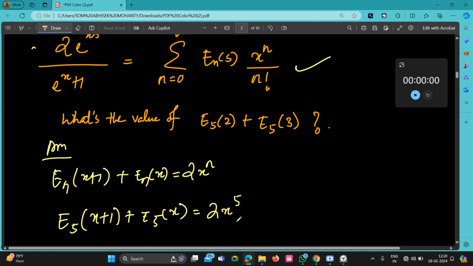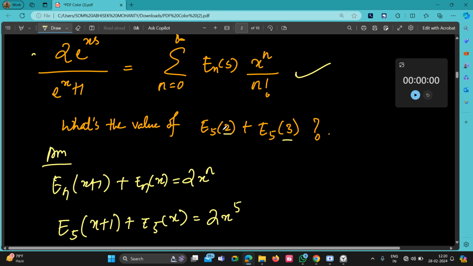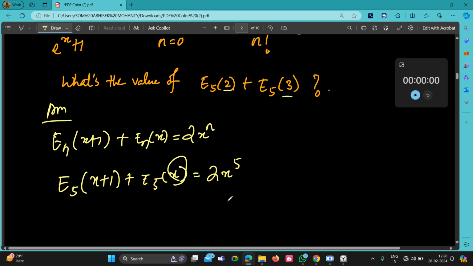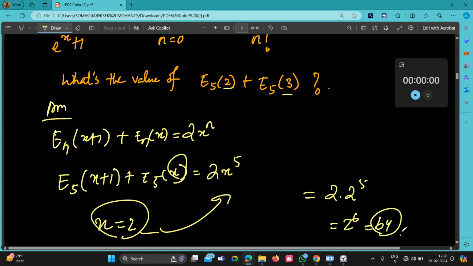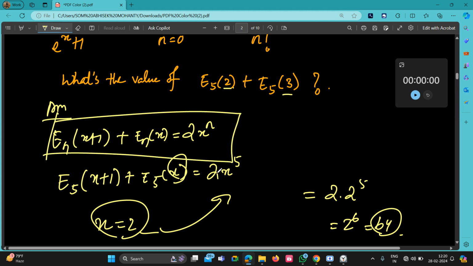So now if you see, what is in place of x? 2. That means x is 2 and x plus 1 is 3. So if your x is 2, just directly put it here. That will be 2 into 2 to the power 5, that is 2 to the power 6, that is 64. Okay. Just have to remember this formula for Euler polynomials, and that would help you solve this question. Is it alright?